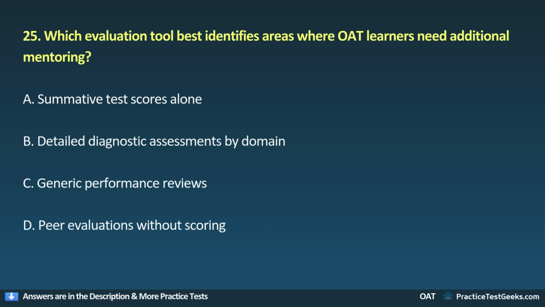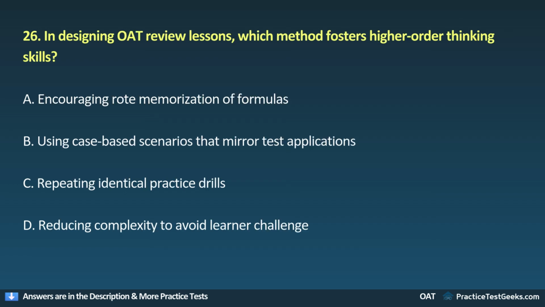25. Which evaluation tool best identifies areas where OAT learners need additional mentoring? A. Summative test scores alone. B. Detailed diagnostic assessments by domain. C. Generic performance reviews. D. Peer evaluations without scoring.